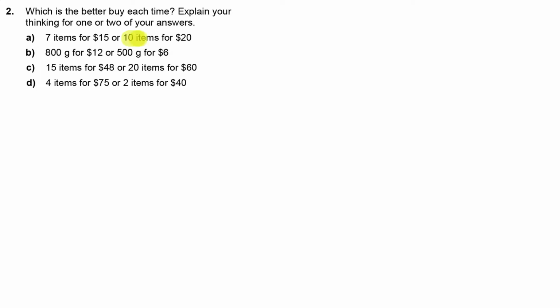So the first thing I look at is I see this 10 items for $20. I know that those numbers give me easy math. So I've got $20 for 10 items. That tells me that it's $2 per item. The second part is 7 items for $15.